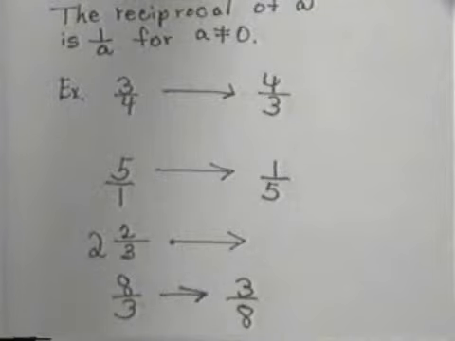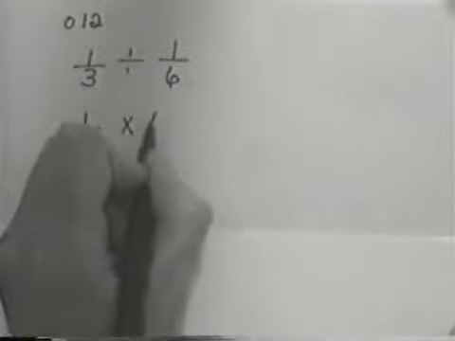Now we need to know how to find the reciprocal so we can do our division. Let's begin by taking 1/3 and dividing it by 1/6. So we follow our rule. Our rule says write the first fraction down just as it is, change the division sign to a multiplication sign, and then find the reciprocal of our divisor or of our second fraction. So the reciprocal of 1/6 is going to be 6/1.